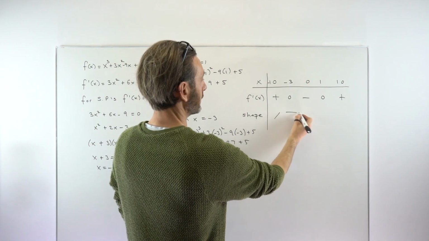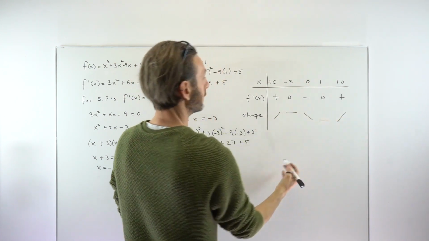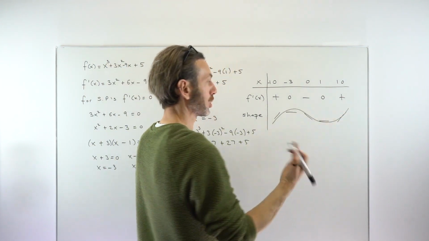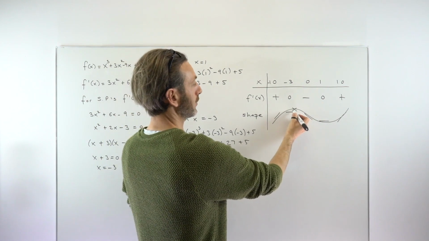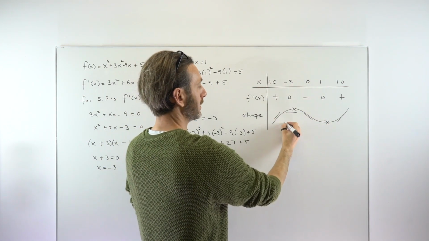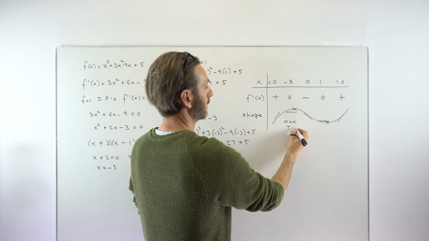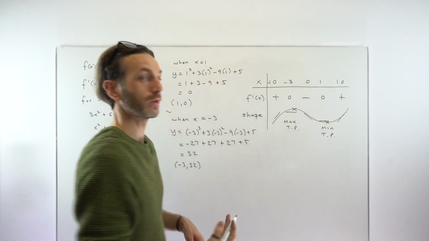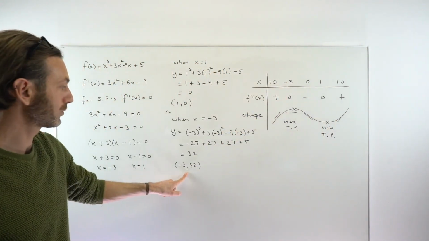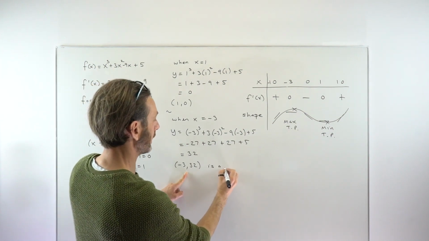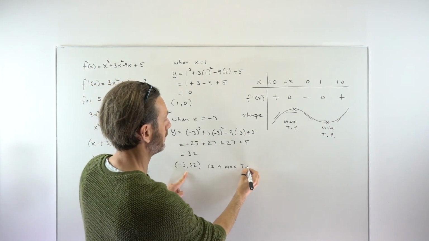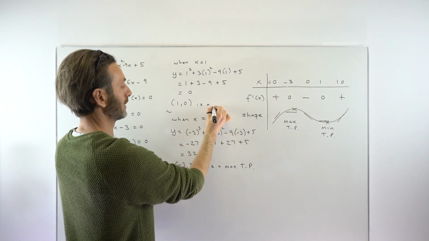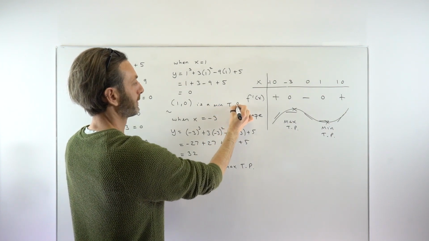So positive goes like that, then 0, then negative, then 0, then positive. Keeping in mind that this is a mini sketch of the graph, that means the graph in reality goes something like this. It's a curve like that, and these are your two stationary points. You can see that this one here is a maximum turning point, and this one over here is a minimum turning point. So just associating those to the correct point: this is the one at minus 3, so this one here is a maximum turning point. And the other one, 1, is a minimum turning point. So 1, 0 is a minimum turning point.